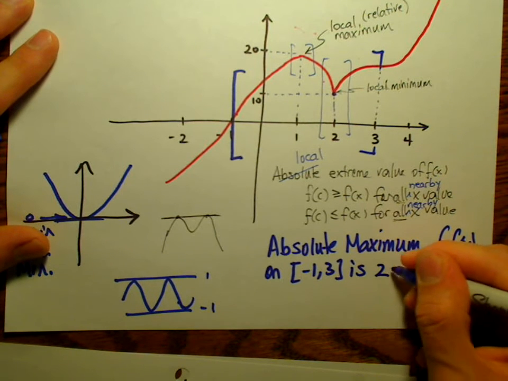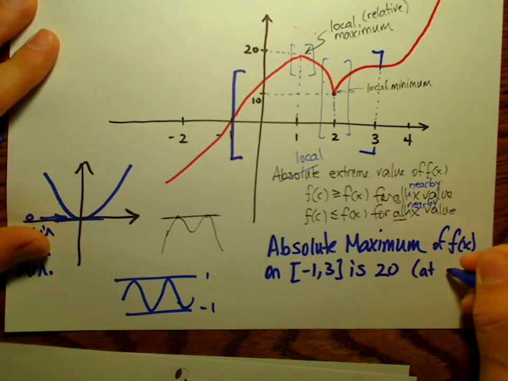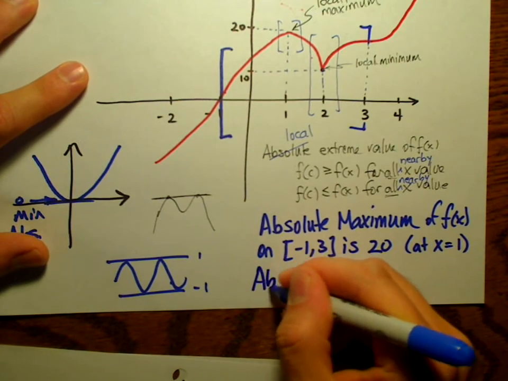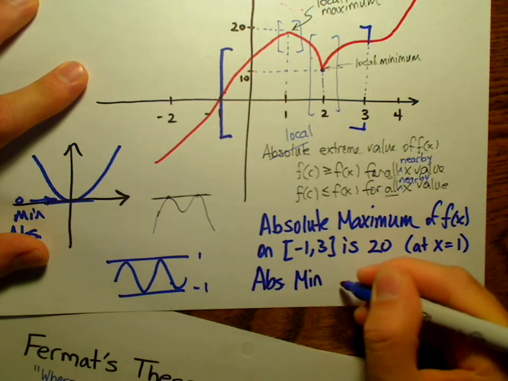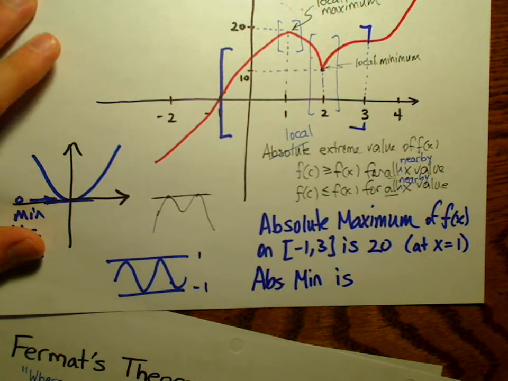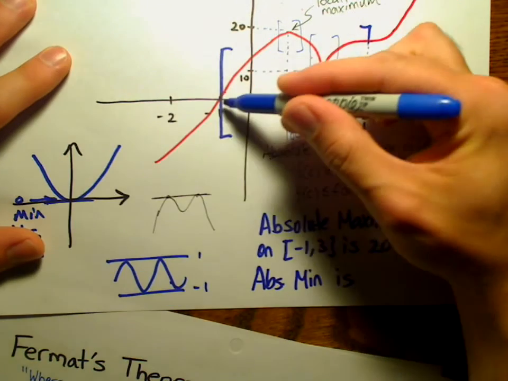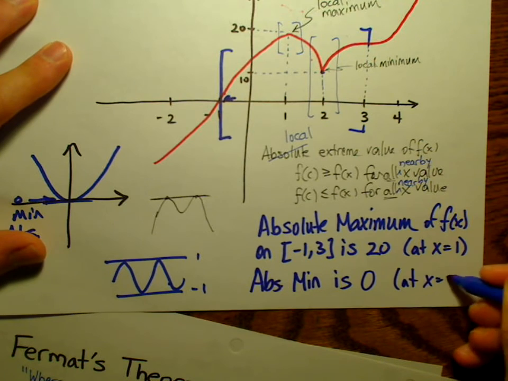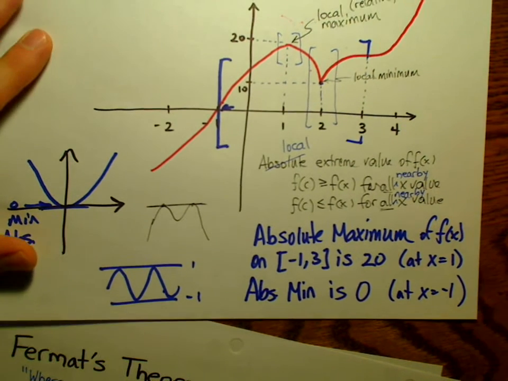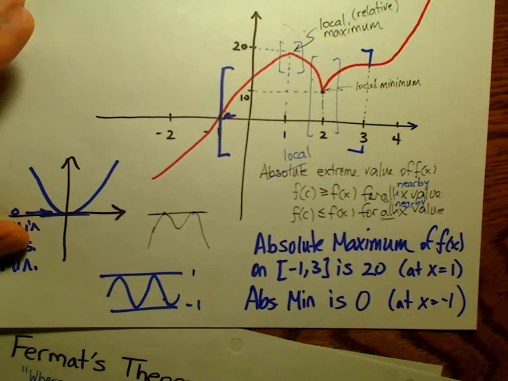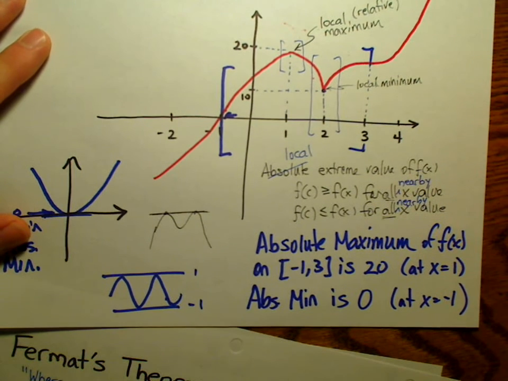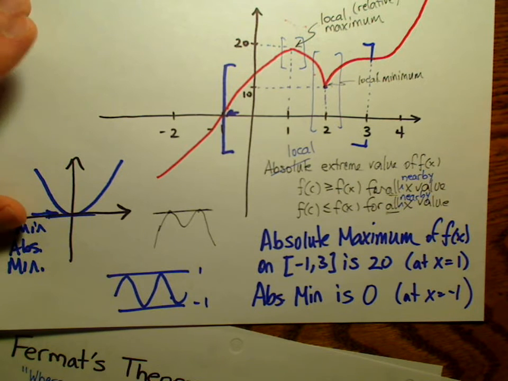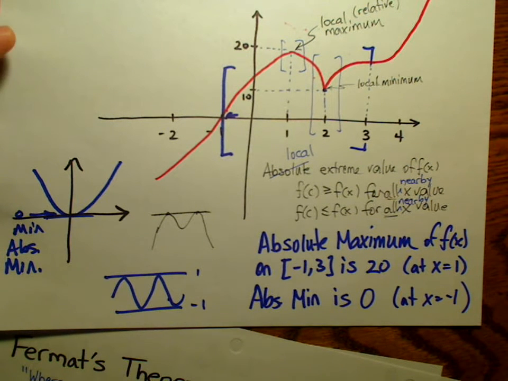So the absolute maximum value is 20, which you could say happens at x equals 1 if you want to specify all details. And the absolute minimum for f of x on that same interval is looking through here. It looks like it doesn't get any lower than 0, which is at x equals -1. So for a picture, this is fairly easy to spot. You just look for how high does it get, how low does it get, and that's the long and short of it. If you're just given an algebraic expression, though, we need some tools to really analyze that.